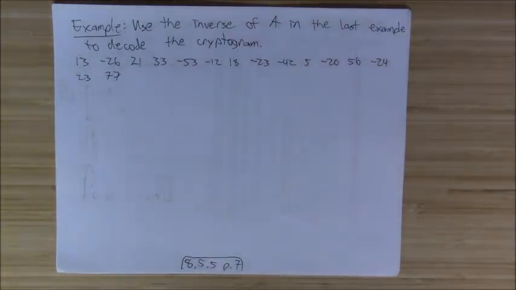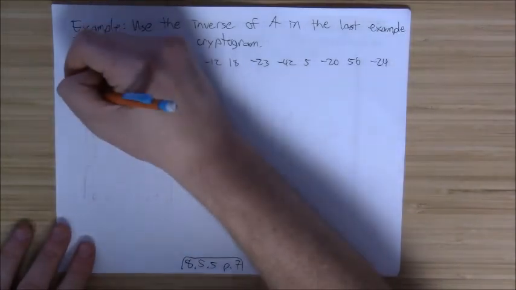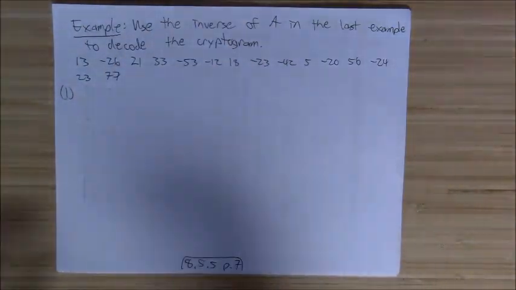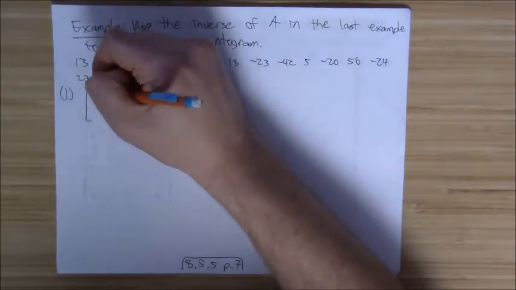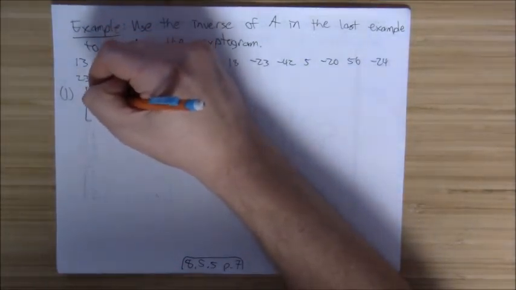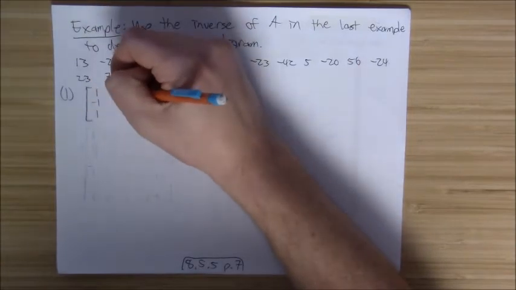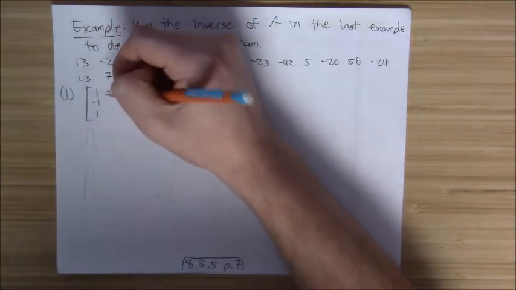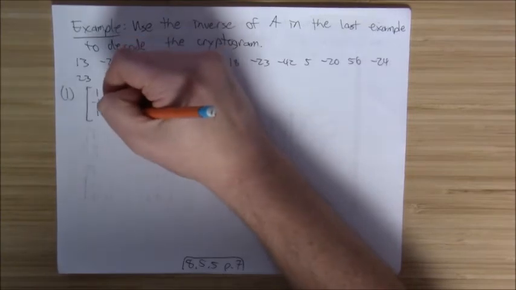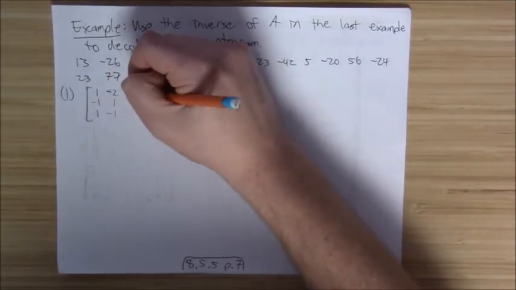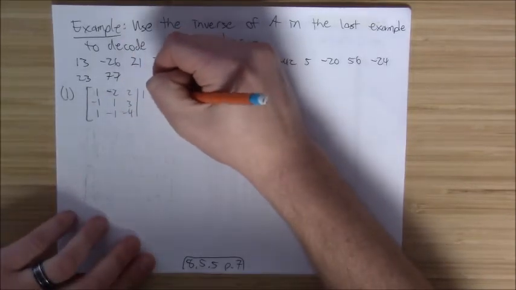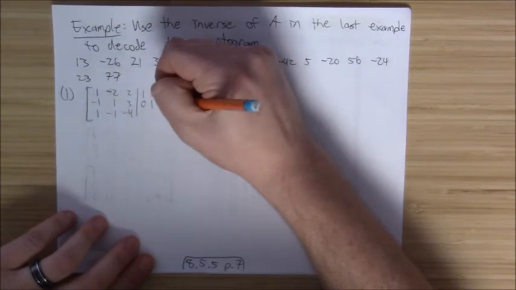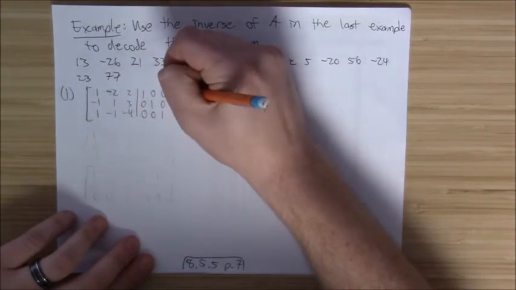Let's use the inverse of A in the last example to decode the cryptogram. Now, that means first we need to actually find the inverse. The matrix we were given before was 1, -1, 1, -2, 1, -1, 2, 3, -4, and we want to find the inverse of that, alongside the identity: 1, 0, 0, 0, 1, 0, 0, 0, 1.